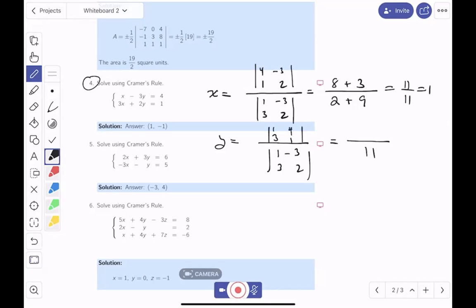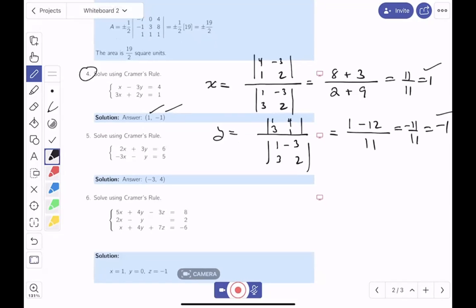Let's do the bottom. It's still going to be 11. I just did that. I need to do that over and over again. That would be 1 minus 12, which is minus 11, over 11, which is minus 1. So what's x? X is 1. We did state that. What's y? Y is minus 1.